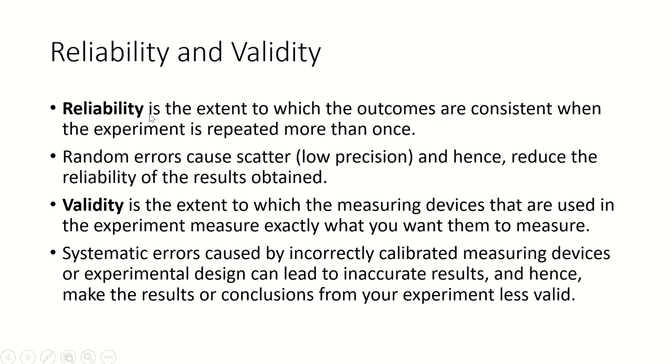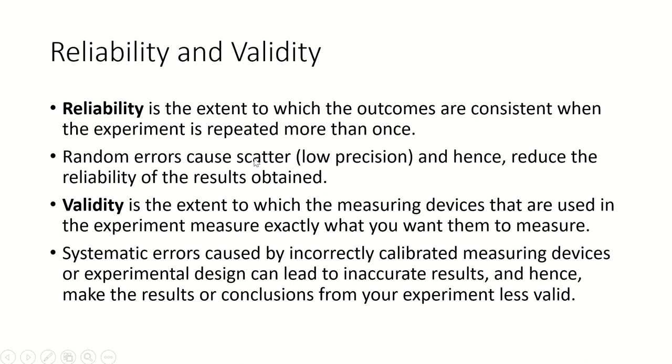The last thing I'm going to talk about is reliability and validity. Reliability is all about getting consistent results. It is the extent to which outcomes are consistent when the experiment is repeated more than once. So obviously this is why you're getting multiple trials. If you have random errors, they cause scatter and low precision. So basically random errors reduce the reliability of the results. If you have high random errors and high scatter in your results, then you would have lower reliability.